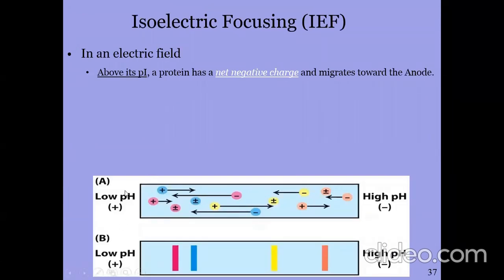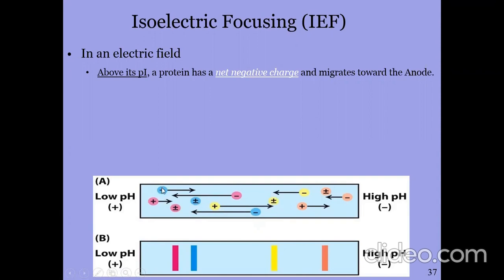Like this is being shown: at low pH, positive charges will be more, and at high pH, negative charges will be more. And this is low pH. So if you can see, the positive charges are more here. Here, this is the zwitterion, and both have positive and negative charges.